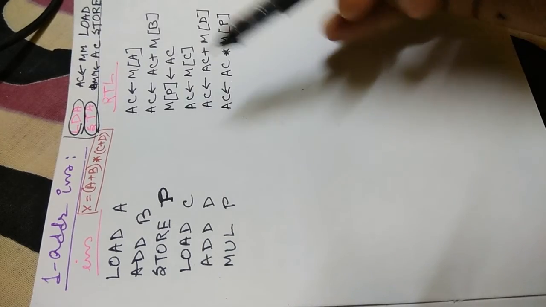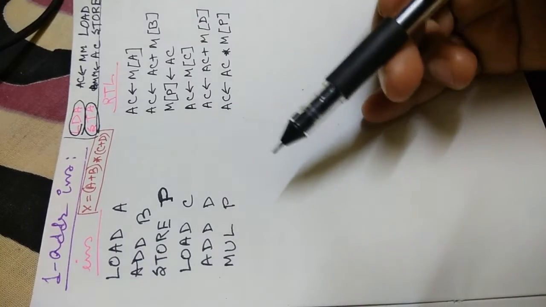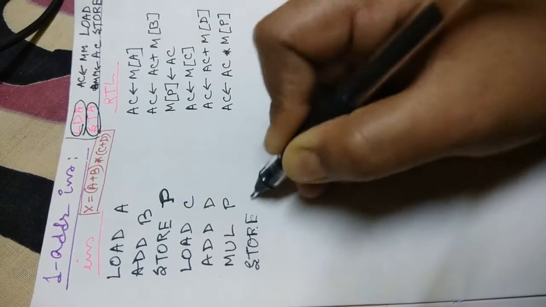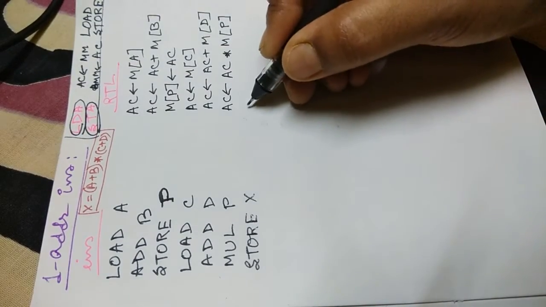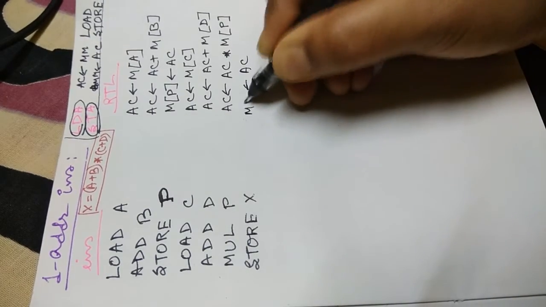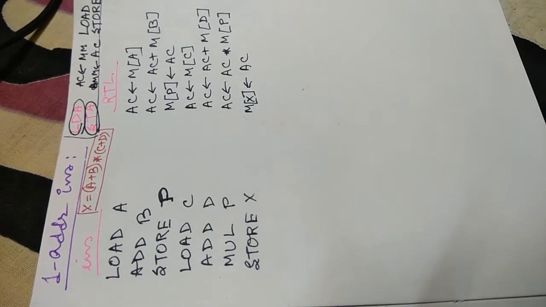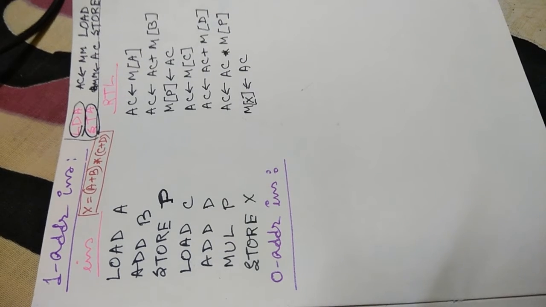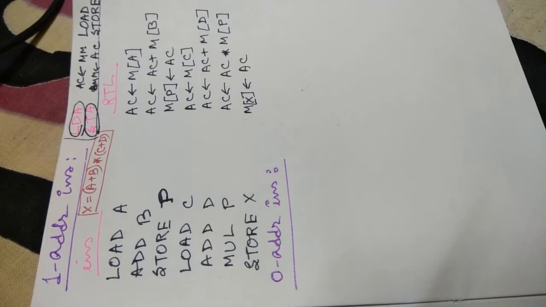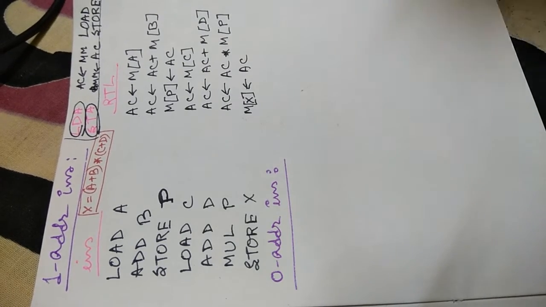Now it's time to store. So store means from accumulator to main memory, some location. That is why I'm writing store X. That means from accumulator I'm storing it into M of X location. Clear? Zero address instruction. See, zero address instruction means stack organization.